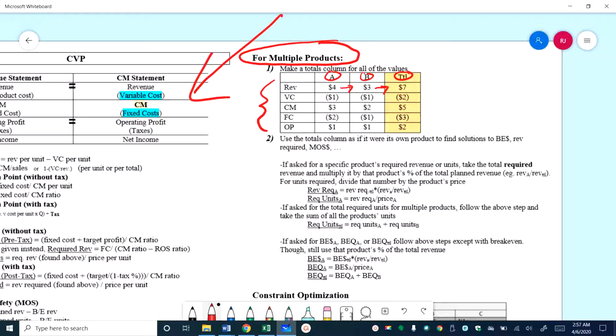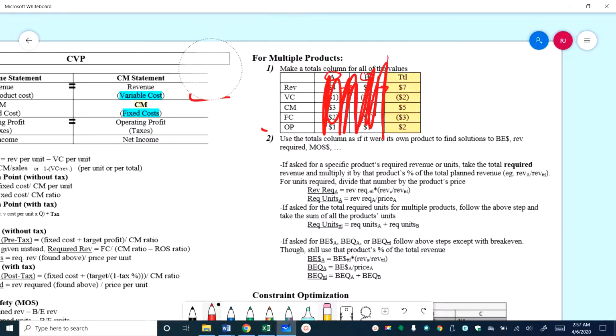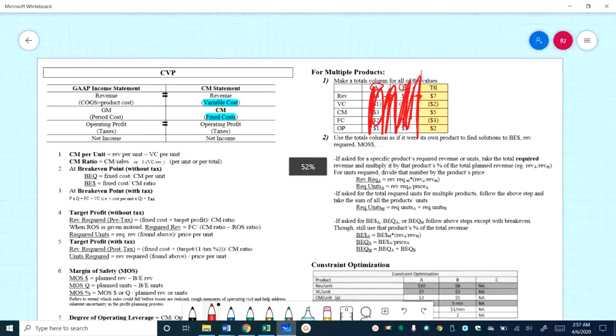And then you're almost just going to forget about A and B and just look at this totals column and act as though it is just one product. So any of these equations that call for the contribution margin and fixed costs, you'll just use the total contribution margin and fixed costs and plug them in. So again, just make a totals column, add up A and B's contribution margins, and then use the totals column contribution margin just like you would with a single product.